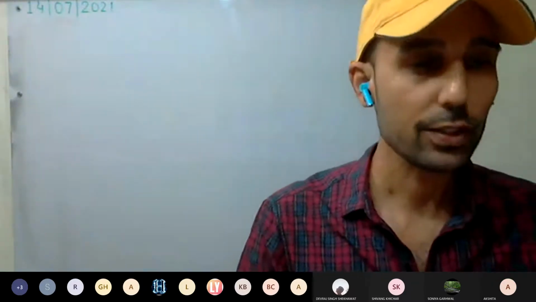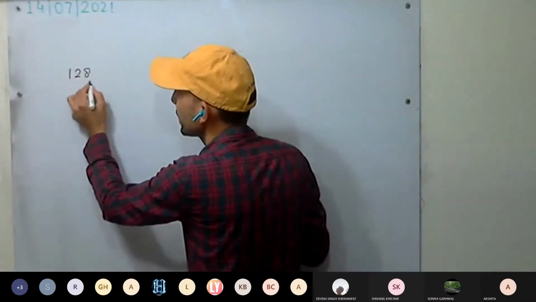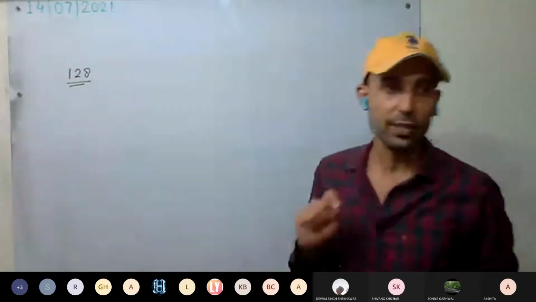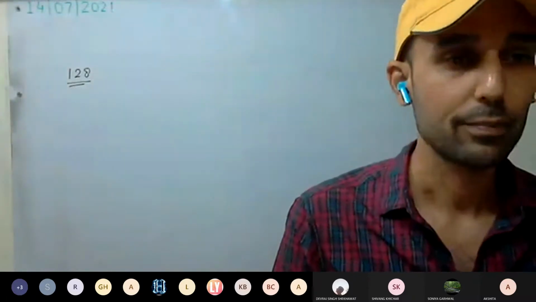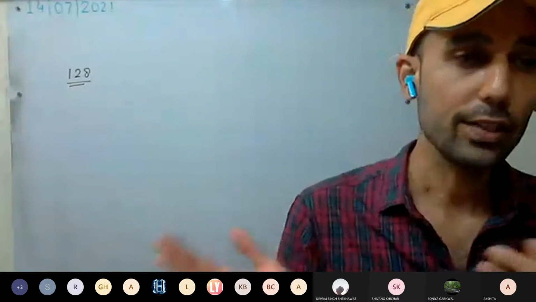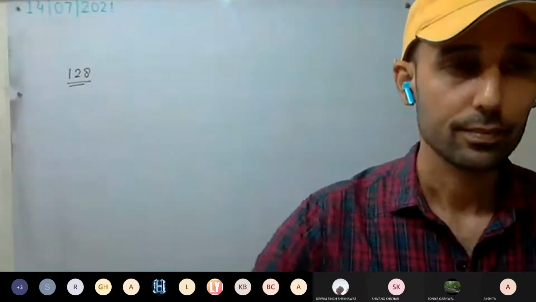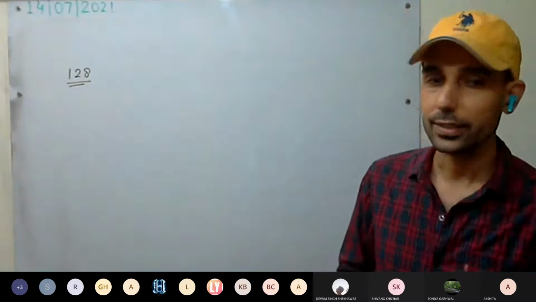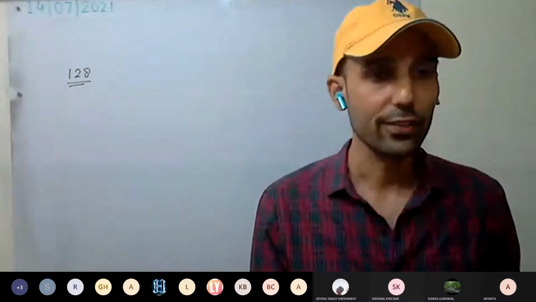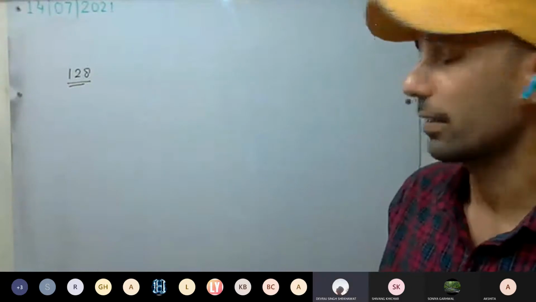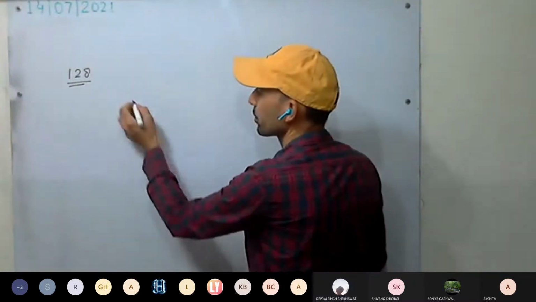So the first is 128. How are we going to do this? Any suggestion, any idea? 128 is the number given. How do we find whether it's a perfect cube or not? How did we do it in squares? We factorize it, yes or no? We go with the factorization. Okay, everyone factorize this one, 128.